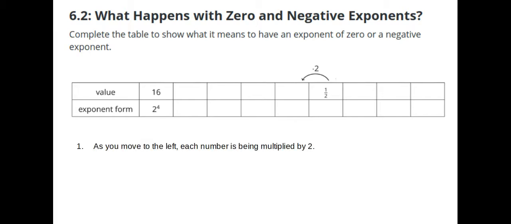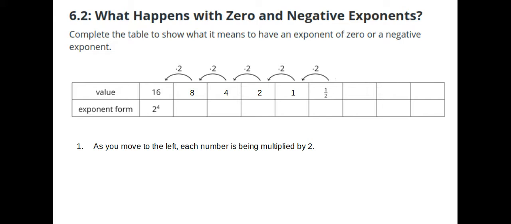As you move to the left in the table, each number is being multiplied by 2. I'll start with the value furthest to the right in the table, 1/2, and repeatedly multiply by 2 as I move to the left. 1/2 times 2 is 1. 1 times 2 is 2. 2 times 2 is 4. 4 times 2 is 8. And 8 times 2 is 16.